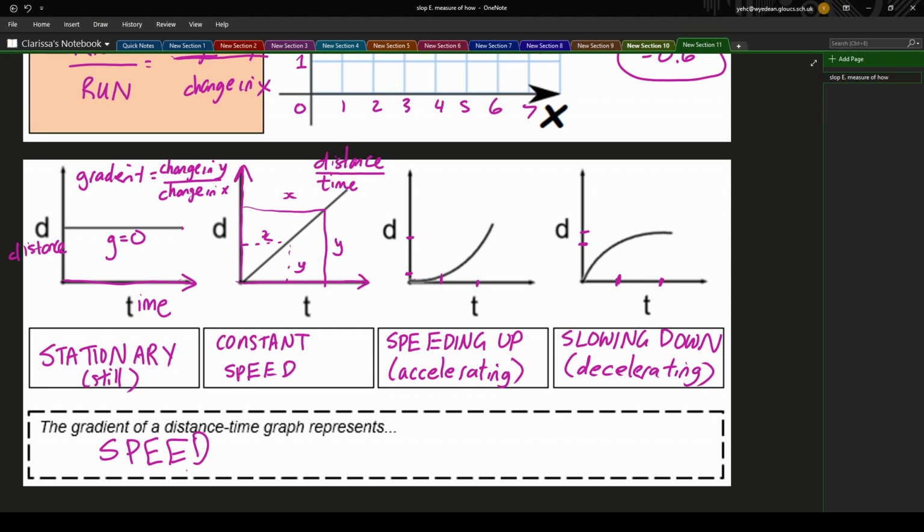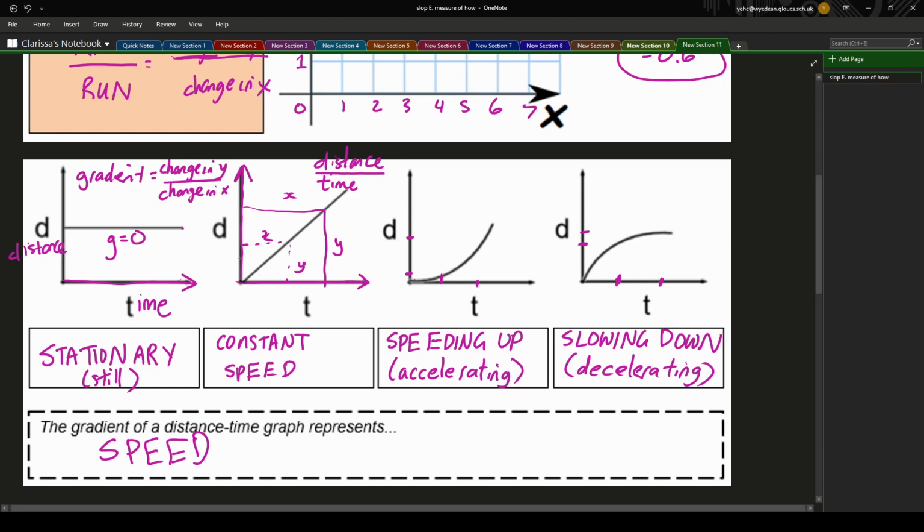So when you do change in y over change in x, you're basically doing distance divided by time, which is speed. So here we have an object that's moving at constant speed. Now with this, it's a bit hard to find a gradient. With these last two graphs, it's a bit hard to find the gradient because it's not a solid straight line. Because you'll notice that the gradient, the slope, the steepness is changing depending on where you're looking at the graph.